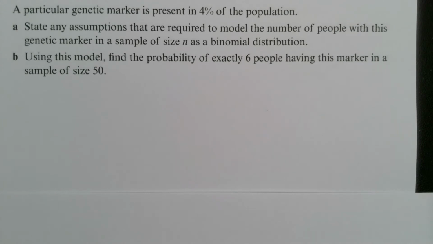So here's another question. Pause the video, give it a go. So the assumptions that you have, much as we had before: you've just got two things that are possible, either the genetic marker is present or it's not. Each person in the distribution is independent of the other, so the probability is the same every time. And also we're going to have a fixed number of trials, which will be that size n.